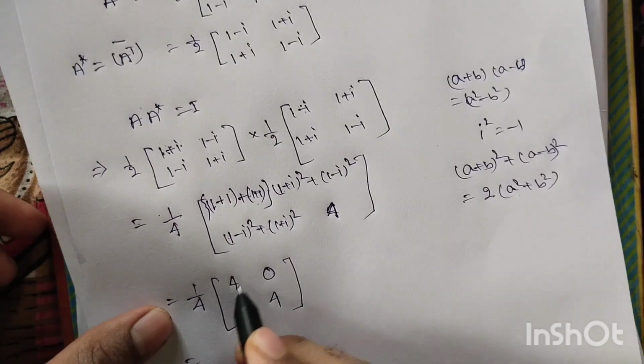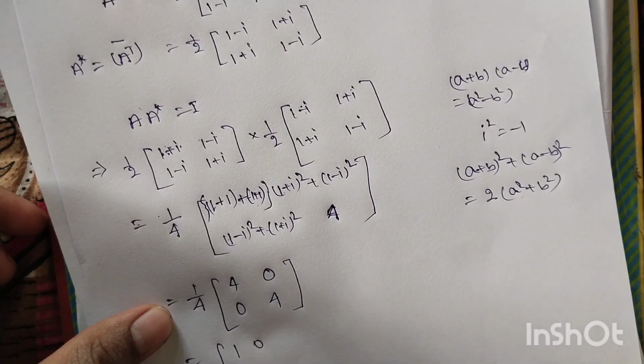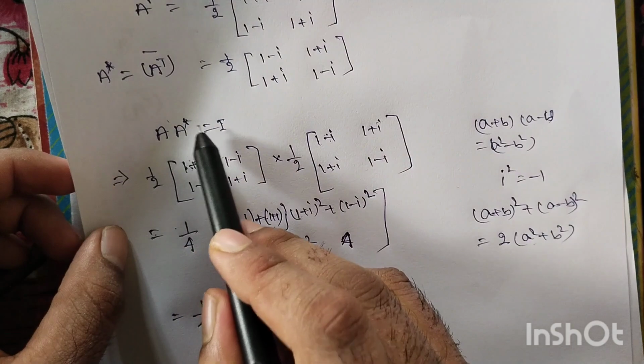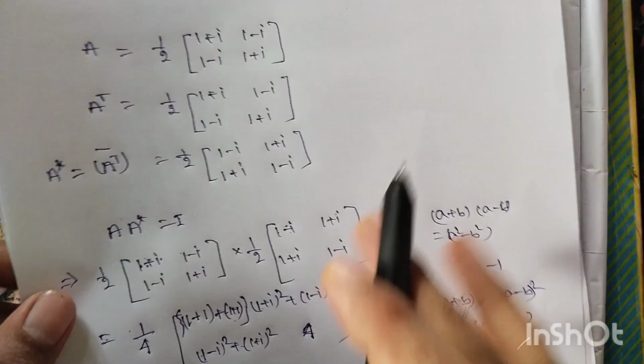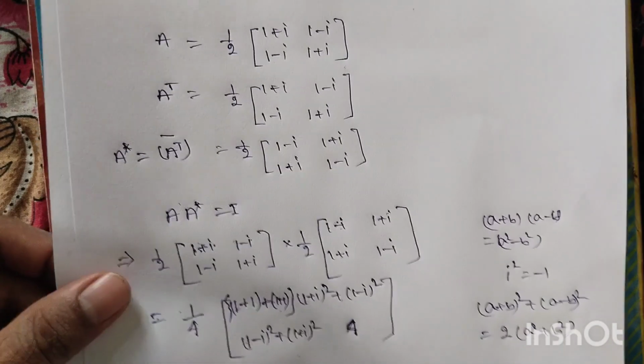If we take 4 common from the matrix, then that should be the identity matrix. In a similar way you can verify that A star A should be identity. Okay, so that matrix is called a unitary matrix.